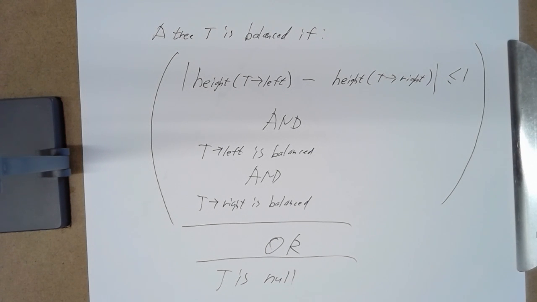So that's a recursive definition for balance. A tree's balanced if the left and right subtrees have heights that are close to each other within 1, and the left and right subtrees are balanced, or the tree is null.